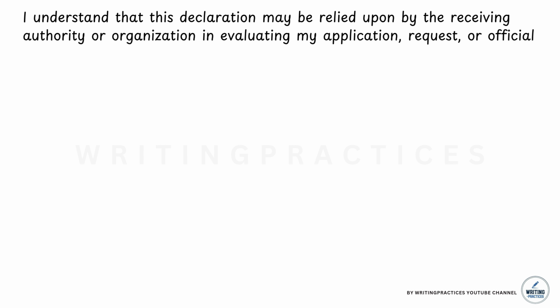Reliance statement paragraph. After that, acknowledge how the declaration may be used. For example, I understand that this declaration may be relied upon by the receiving authority or organization in evaluating my application, request, or official matter. This statement shows awareness that your declaration can influence official decision-making processes.